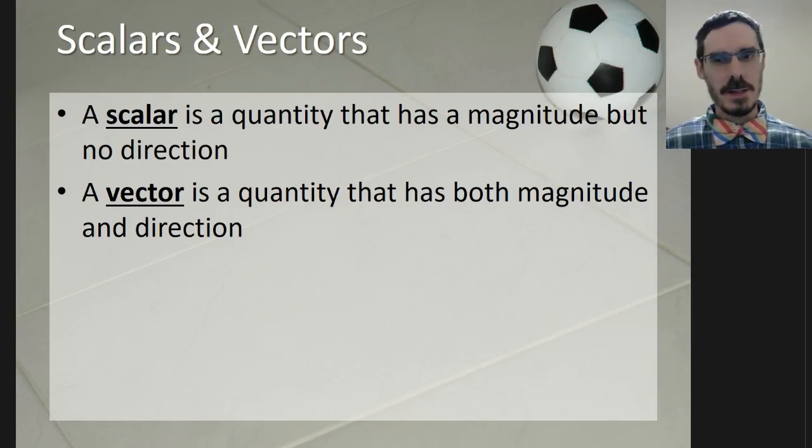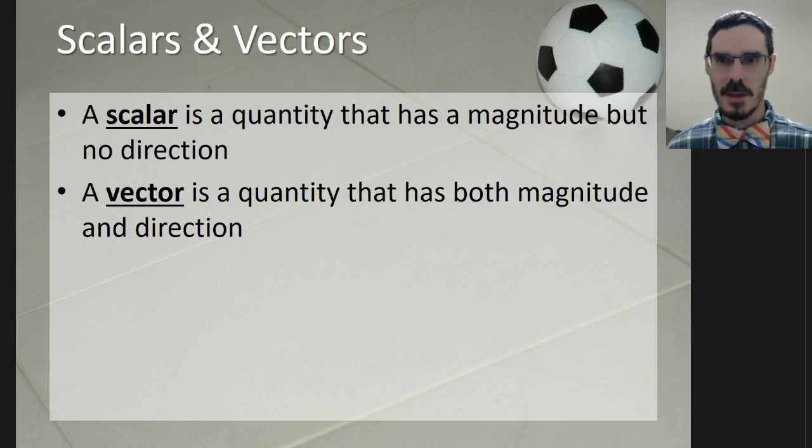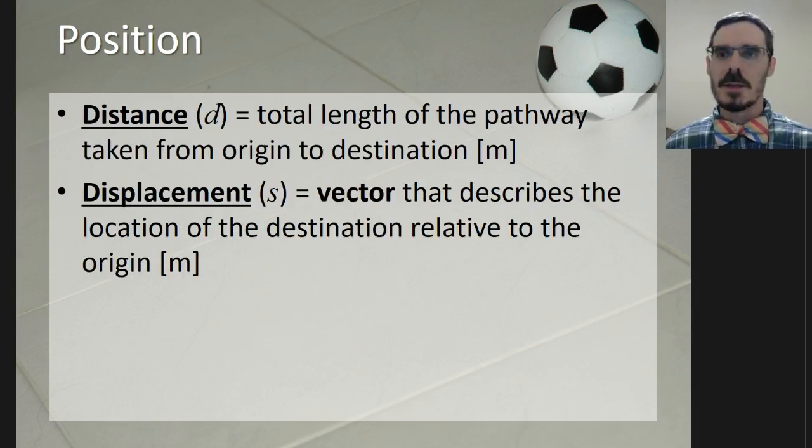To start our studies in linear motion, quick reminder about scalars and vectors. A scalar is a quantity that has a magnitude but no direction. A vector is a quantity that has magnitude and a direction. You have to be sure you know which one you're talking about because it will give you different answers, as you're about to see. So let's begin.